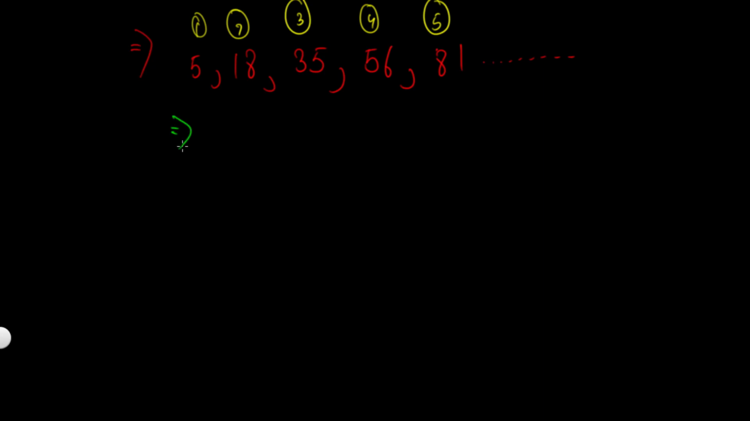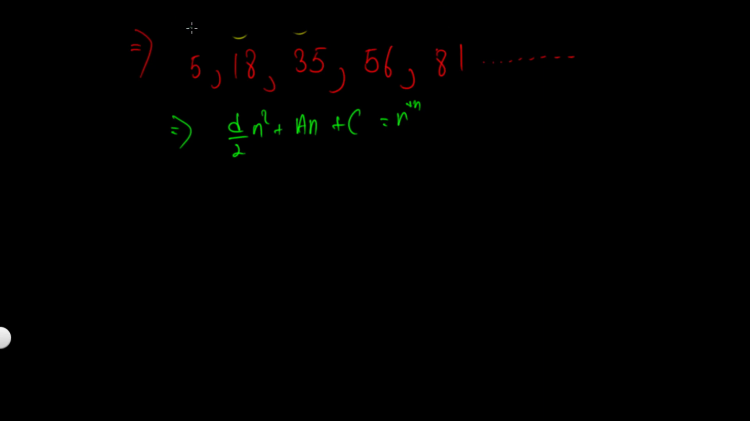A quadratic sequence is always in the form an² + bn + c. In this case, let's find the second difference. 18 minus 5 is 13, 35 minus 18 is 17, 56 minus 35 is 21, and 81 minus 56 is 25.